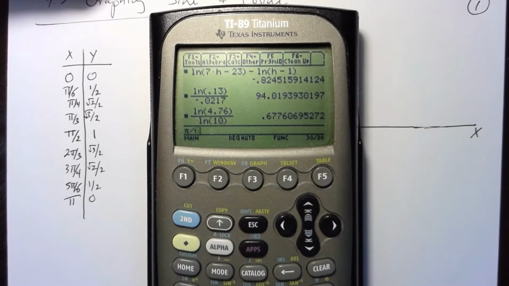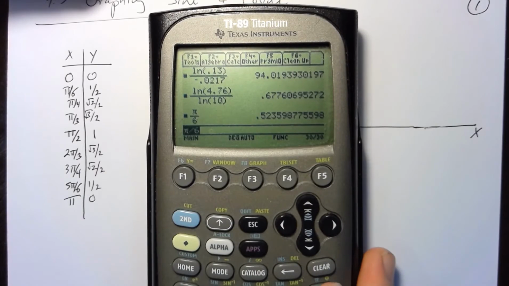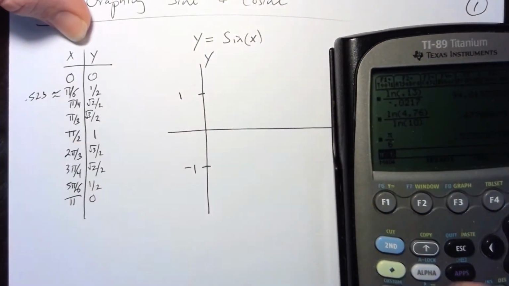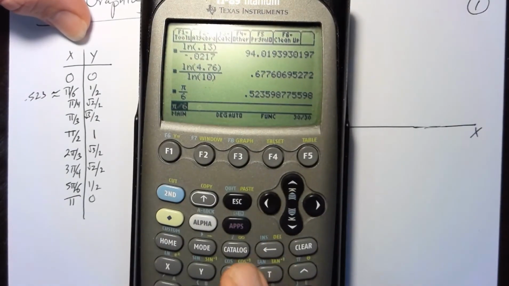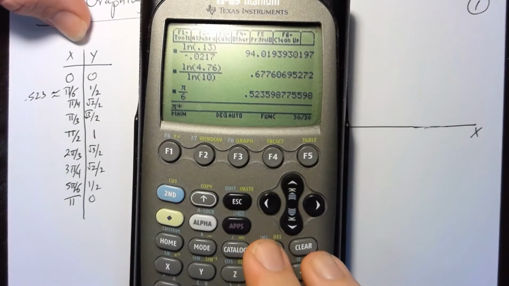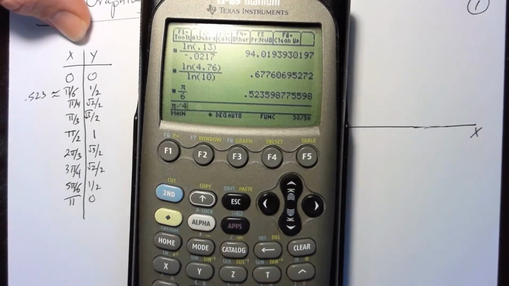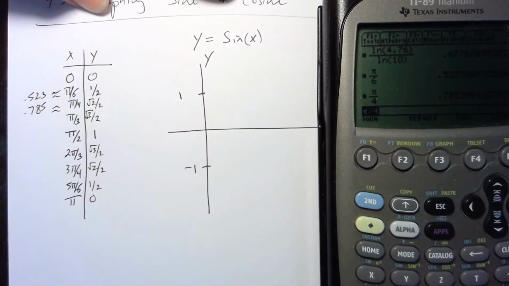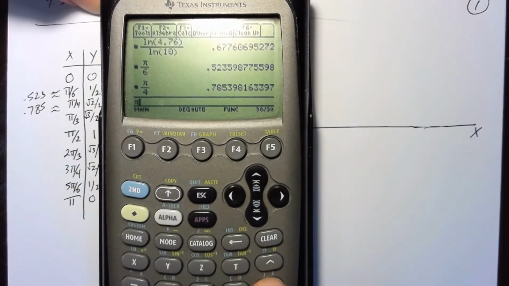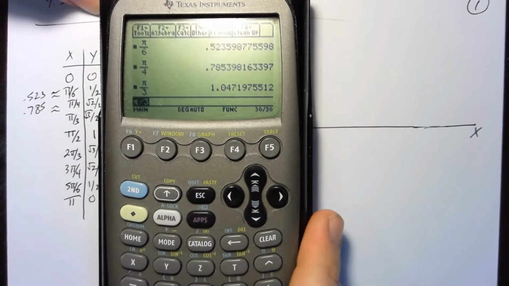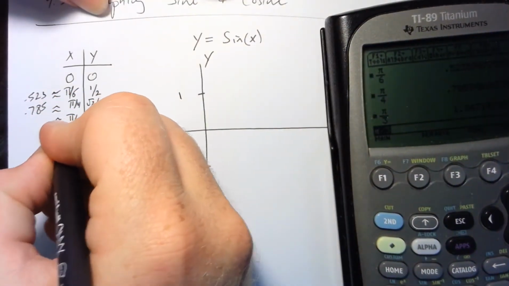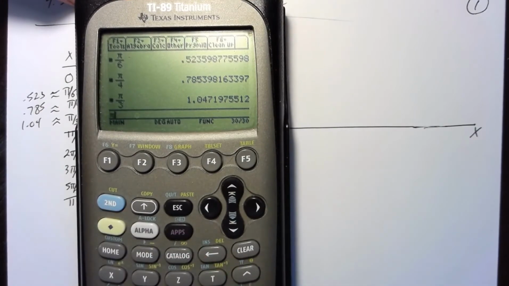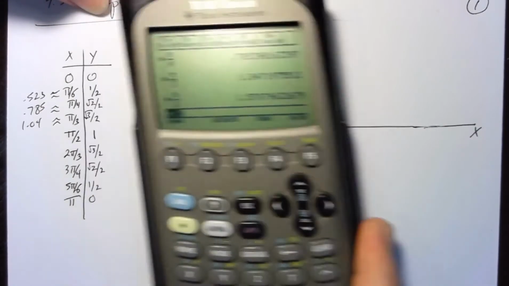Pi divided by 6 is approximately 0.523. Again, we're going to do this for pi over 4 as well as all the other values. So pi divided by 4, I'm going to get 0.78. And then for pi over 3, we're going to get 1.04. I'll go ahead and do pi over 2 just to get an idea of where that's going to land as well, and that's 1.57.